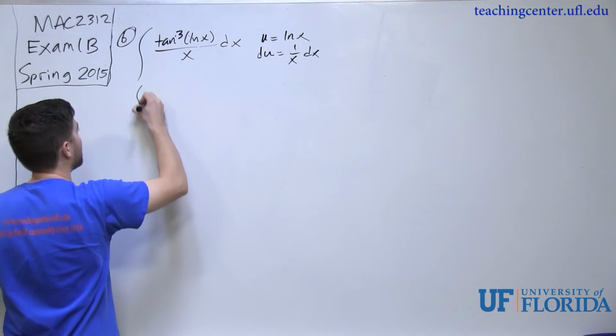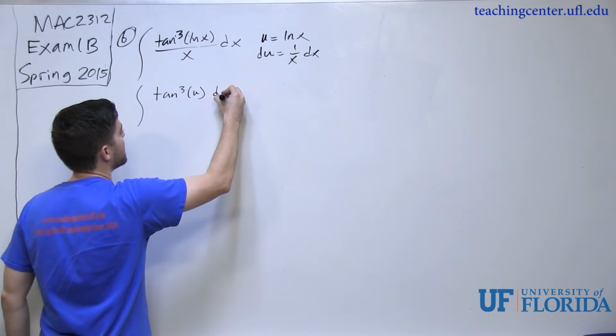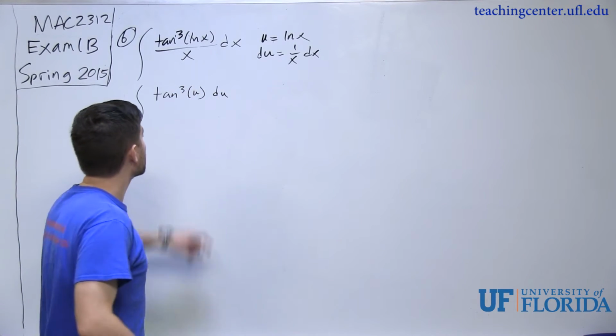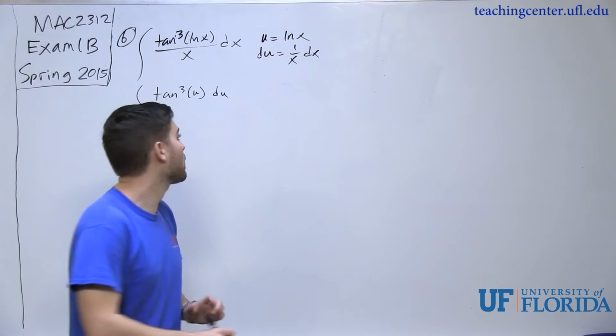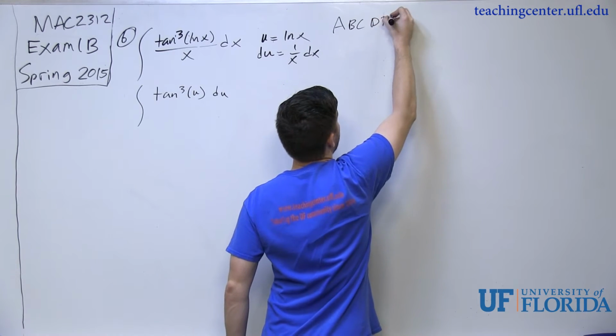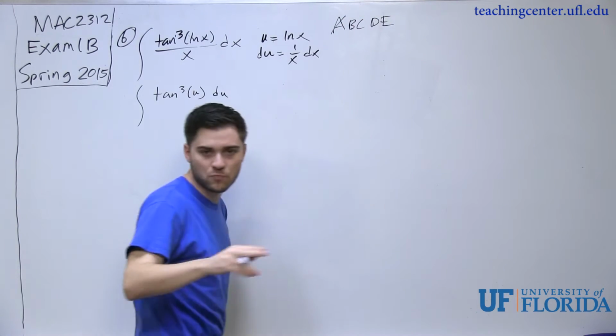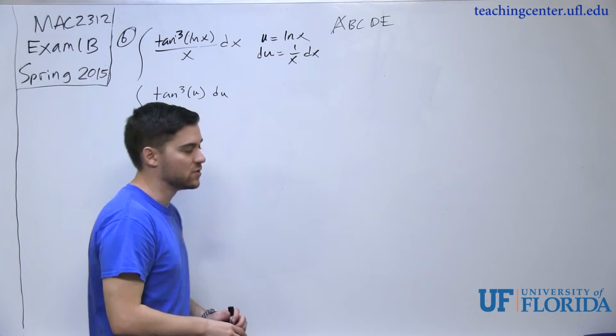And I can go ahead and rewrite the integral as tan cubed of u du. So u substitution is the right way to go. So letter A is kind of eliminated right away. If I write out A, B, C, D, E again, A is pretty much gone already. Now we're left with a few other options.